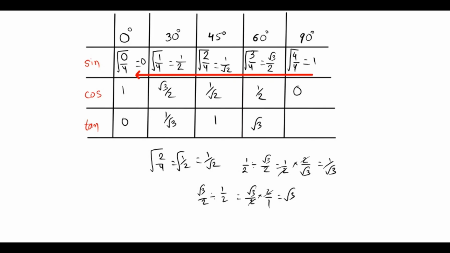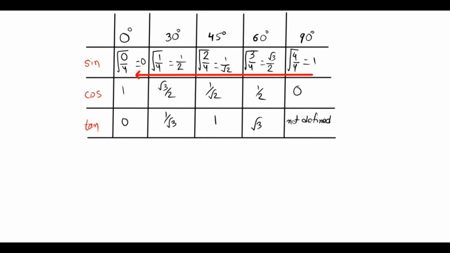Tan 90 is 1 divided by 0. We know that any number divided by 0 is not defined or infinity. So tan of 90 degrees is not defined. And now you have all the values of your special angles for sine, cos and tan.